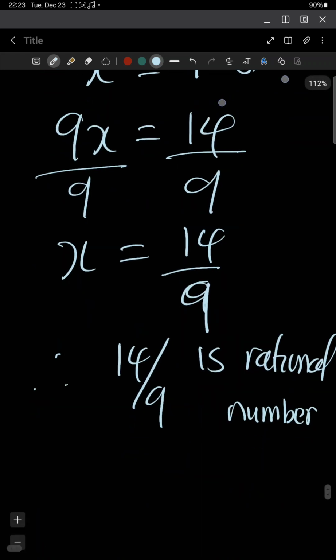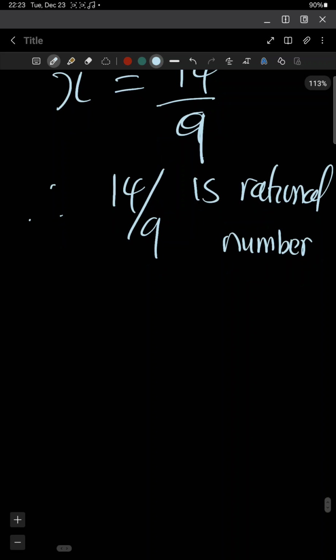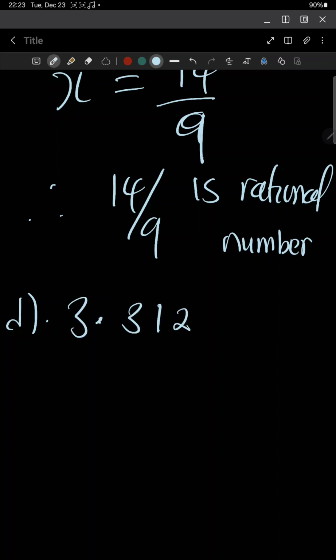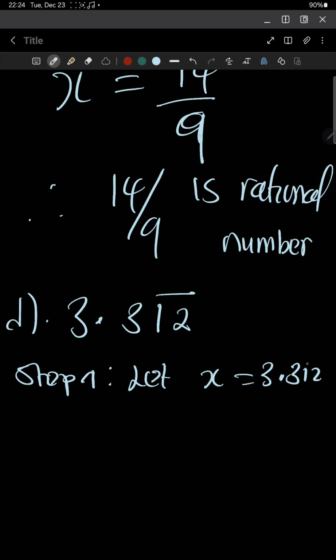Our last example on rational numbers is 3.312 bar. So this one, let me just go ahead. You say let x, let me erase it. So step 1, let x equal to 3.312 bar. After doing that, that is not our equation 1.